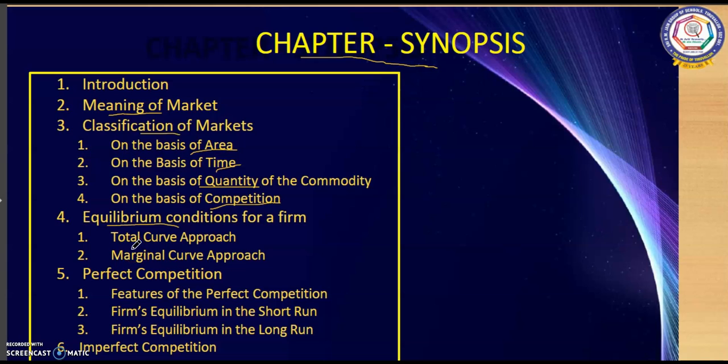We are going to discuss under two topics: total curve approach and marginal curve approach. Next, we are going to discuss perfect competition, that is features of perfect competition, firm's equilibrium in the short run and in the long run, and then we are going to discuss imperfect competition.